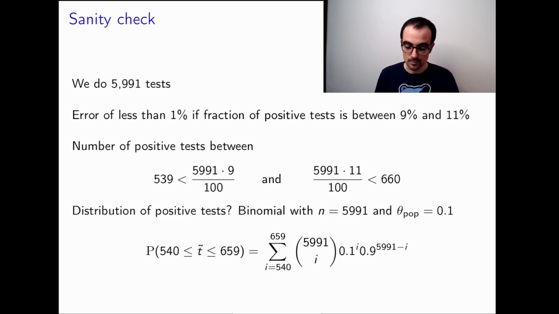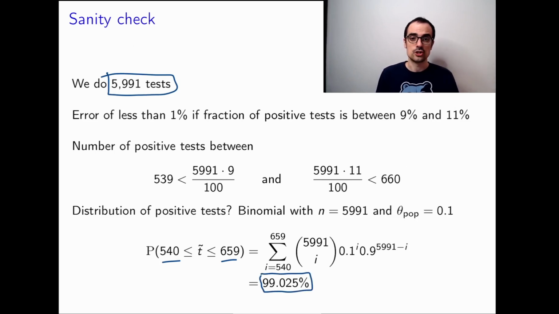And if you do that with the computer, this binomial looks a bit nasty, but you just take the computer and compute it. The probability that we're within 540 and 659 positive tests, if the prevalence is actually 10%, which is what we were assuming to compute this number, is actually 99.025%. So the central limit theorem gives you an extremely good approximation of the number of people that you need.